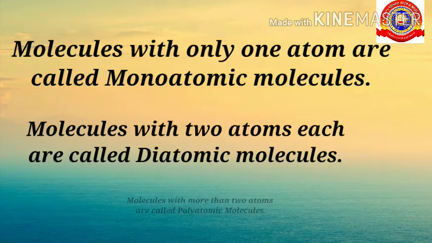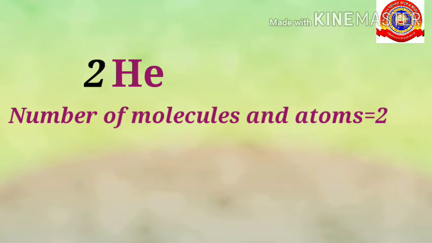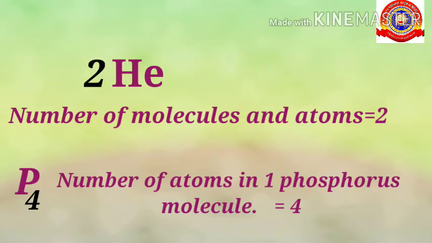And about polyatomic, molecules with more than 2 atoms are called polyatomic molecules. Sulfur, phosphorus, etc. are examples for polyatomic molecules. In monoatomic molecules, the number given on the left side of the symbol indicates the number of molecules and atoms. In a polyatomic molecule, the subscript on the right side of the symbol indicates the number of atoms within one molecule. The total number of molecules is indicated on the left side.